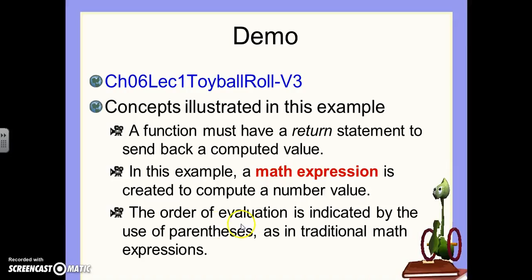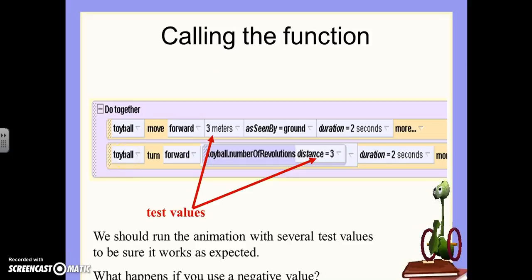Okay. So what you need to realize here is the concepts illustrated in this example: a function must have a return statement to send back a computed value. Now, in this example, the math expression is created to compute a numeric value. The order of evaluation is indicated by the use of parentheses, just like any other math calculation or equation that you've worked on in the past, as in traditional math expressions.